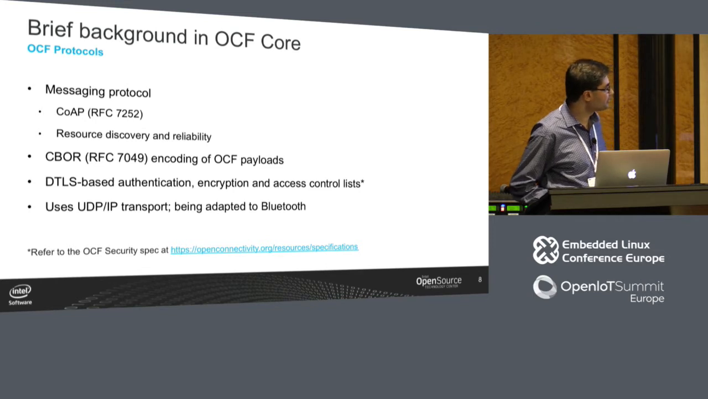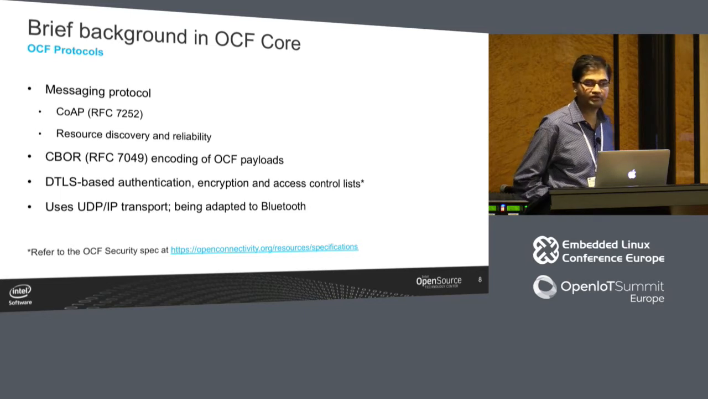The OCF protocol is designed to work well over UDP and IP as the network transport, but there has been some prior work to adapt it to use Bluetooth low energy as an alternate network transport. There is an ongoing effort to refine and standardize this.